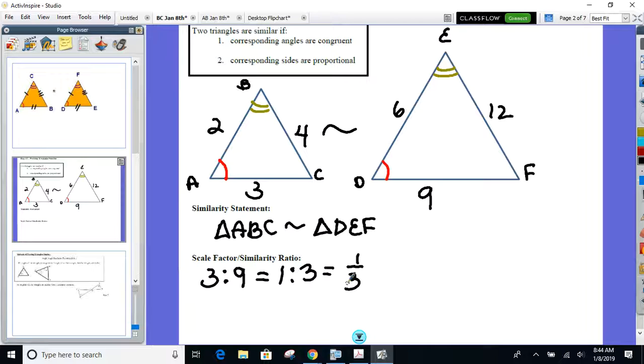All right, but that's what I'm talking about. When I say, hey, what's the similarity ratio? What's the scale factor? What's the ratio of two corresponding sides? Do we see the difference between similar versus congruent? We see that big difference. All right, yes, the angles are still equal, but the sides are in a ratio now, which is called the scale factor, similarity ratio. Questions from you guys.